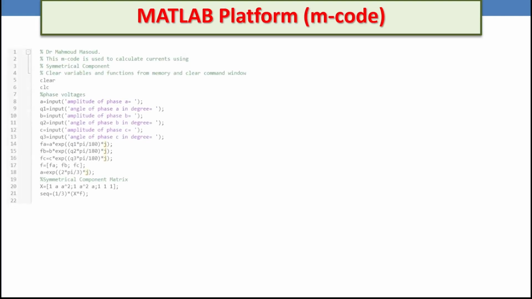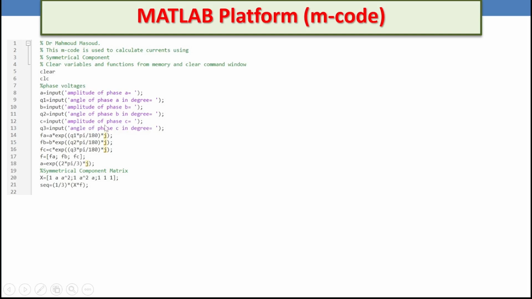We can solve this problem using the MATLAB platform. We're going to build M code here. So we are going to input the voltages: VA magnitude and angle, VB magnitude and angle, and VC magnitude and angle. Then we are going to put a vector here for VA, VB, VC, and then add the X matrix, which is a function of the a operator, which is 1 angle 120 degrees. Then we are going to find the sequence voltages, which is 1 over 3 X multiplied by F.